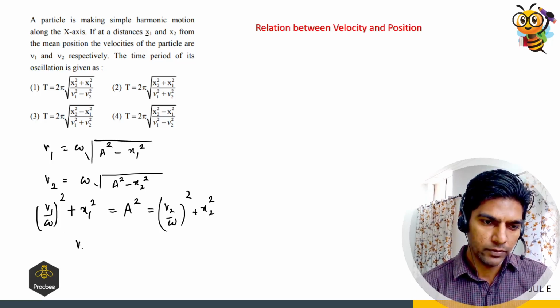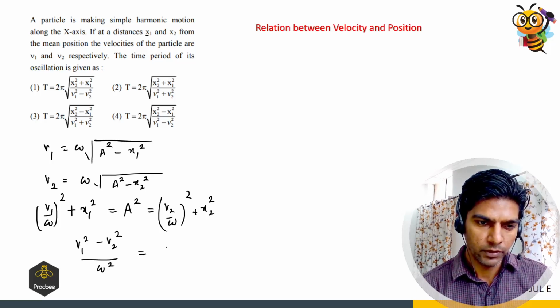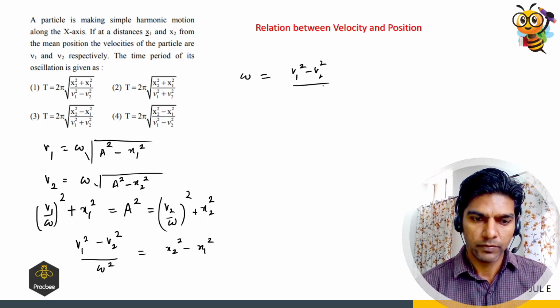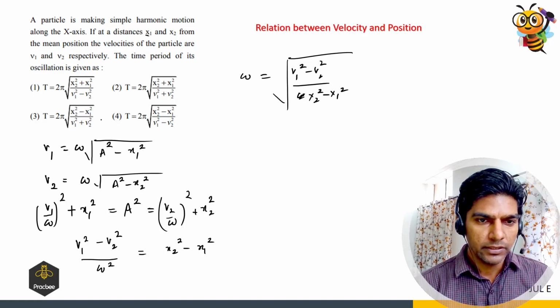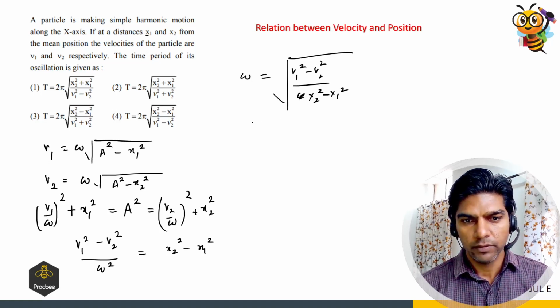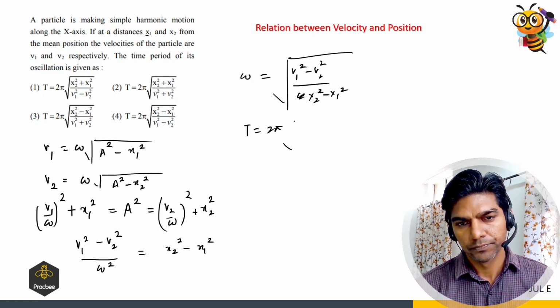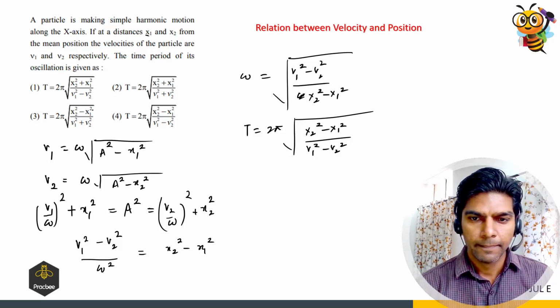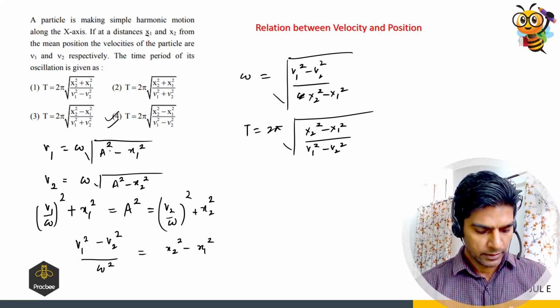So we can say (v1^2 - v2^2)/omega^2 will be equal to x2^2 - x1^2. Now from this, omega comes out to be the square root of (v1^2 - v2^2)/(x2^2 - x1^2). So let us see the option. And this is the omega, and the time period will be 2 pi by omega, that is 2 pi times the square root of (x2^2 - x1^2)/(v1^2 - v2^2). Let us see the option. Option 4 is the right answer.